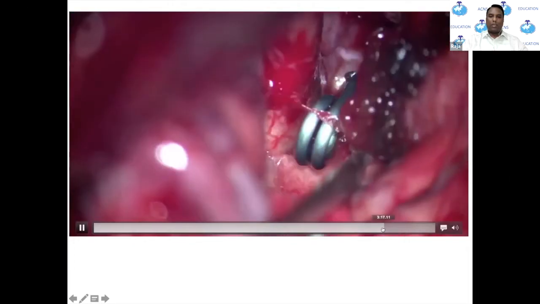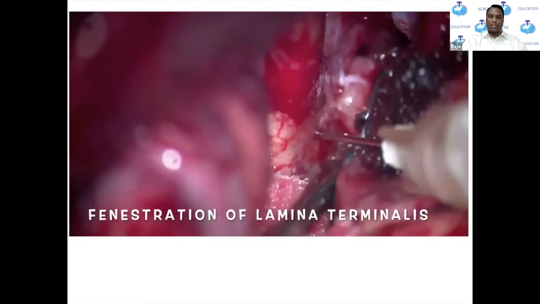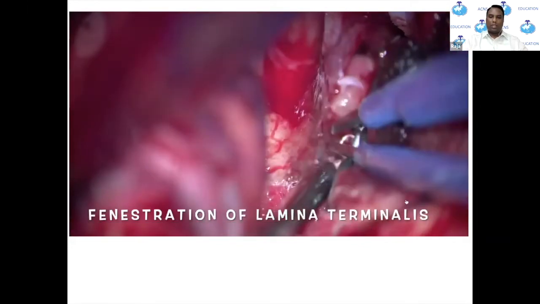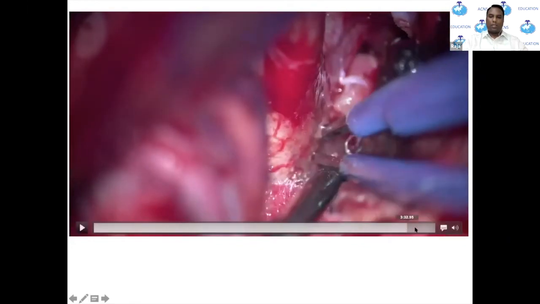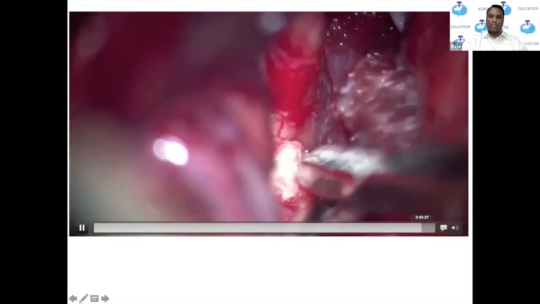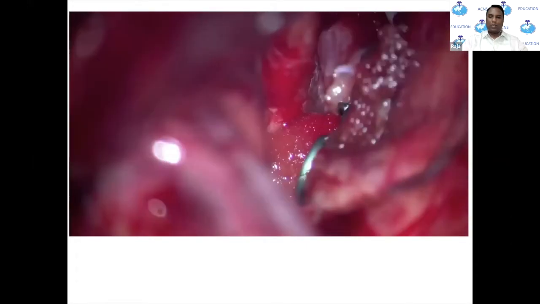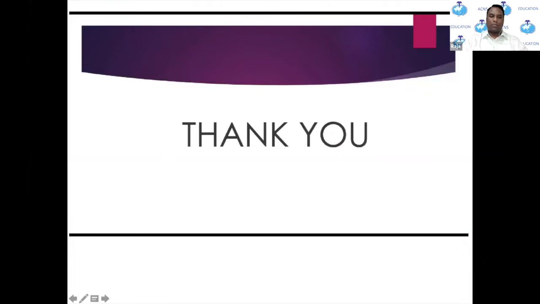Hemostasis is achieved. I usually go ahead and do a fenestration of the lamina terminalis always in my cases of ruptured aneurysms, and we give a generous saline irrigation, and this clip is going to lie over the optic nerve, so I put a piece of gel foam over it.